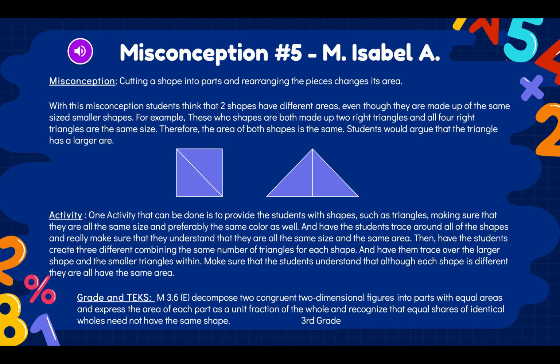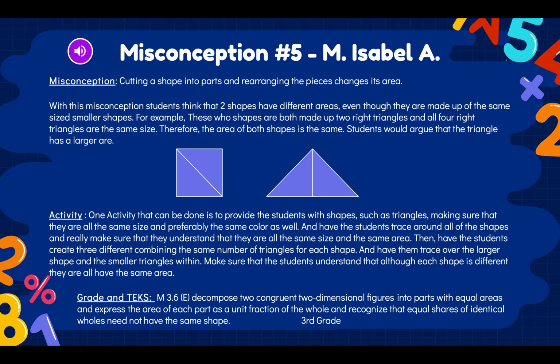So the misconception that I want to talk about is that cutting a shape into parts and rearranging the pieces changes the area. So for this misconception, the students don't understand that if a shape is constructed using the same size and shaped smaller shapes, the area of the two shapes, even though they're different and one might seem bigger, is still the same. They're the same area.